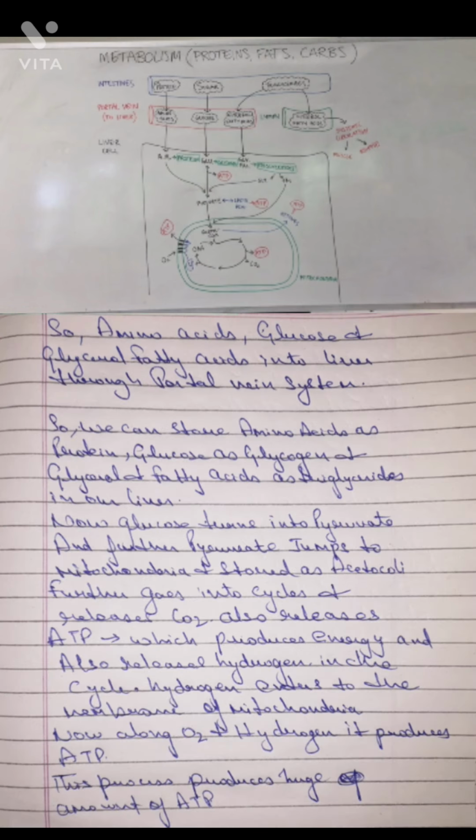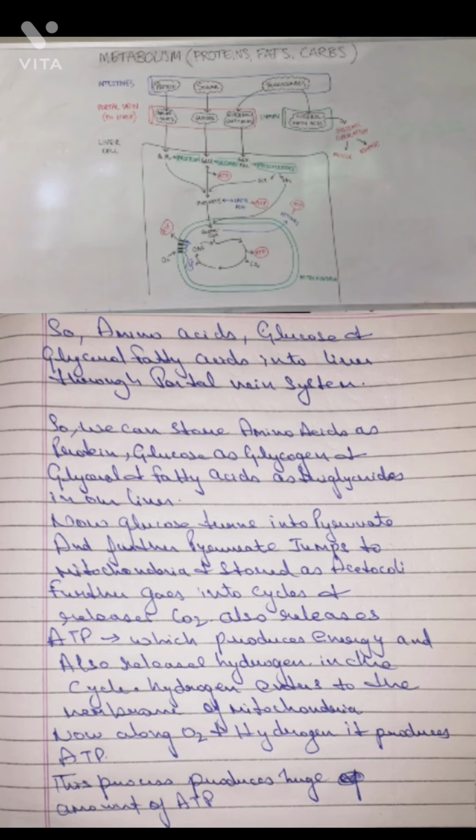When amino acids, glucose, and glycerol and fatty acids reach the liver through the portal vein system, we can store amino acids as proteins, glucose as glycogen, and glycerol and fatty acids as triglycerides in our liver. As I am providing the diagram, you can see from it that these three macronutrients are stored in our liver.